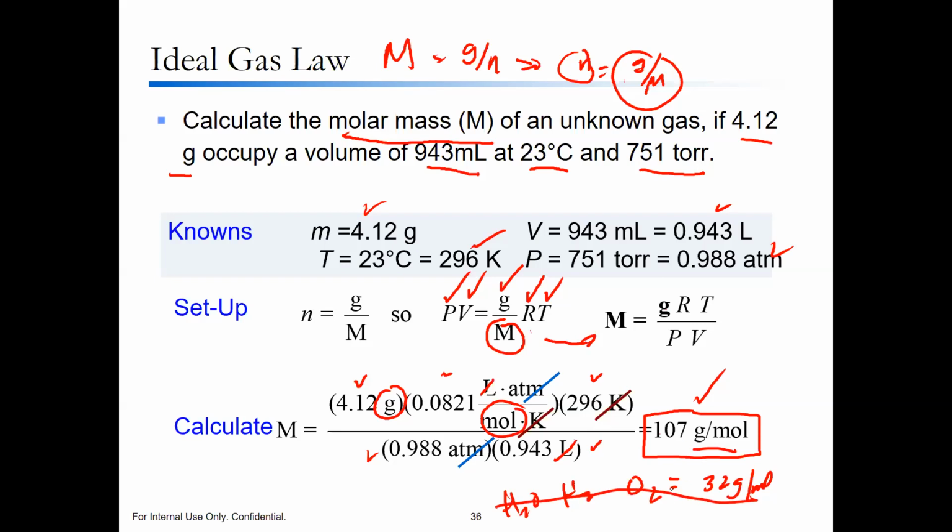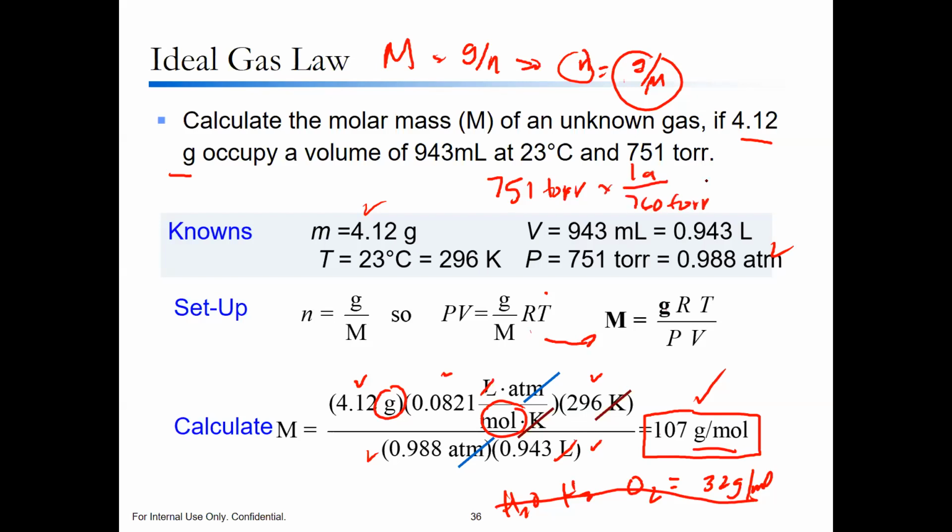Okay. Oh, there's a question on the chat. How do we know what 751 torr equals? So we have to do a conversion factor, right? 751 torr. And what do we say? 760 torr equals 1 atm. So 751 divided by 760 is that number. So we're always going to have conversion factors all the time, right?